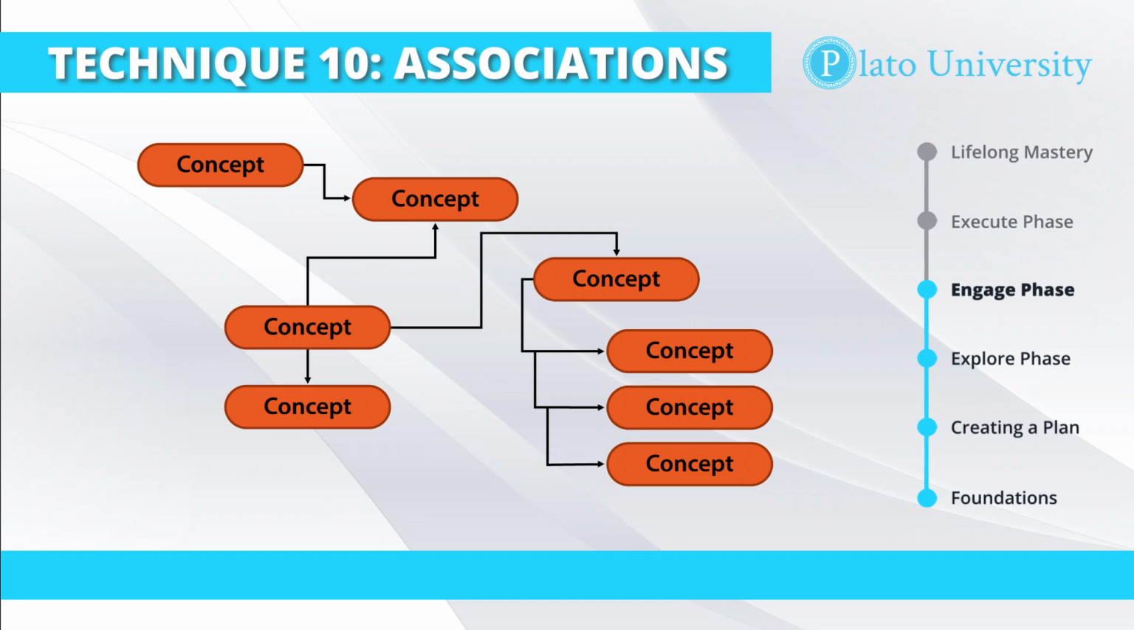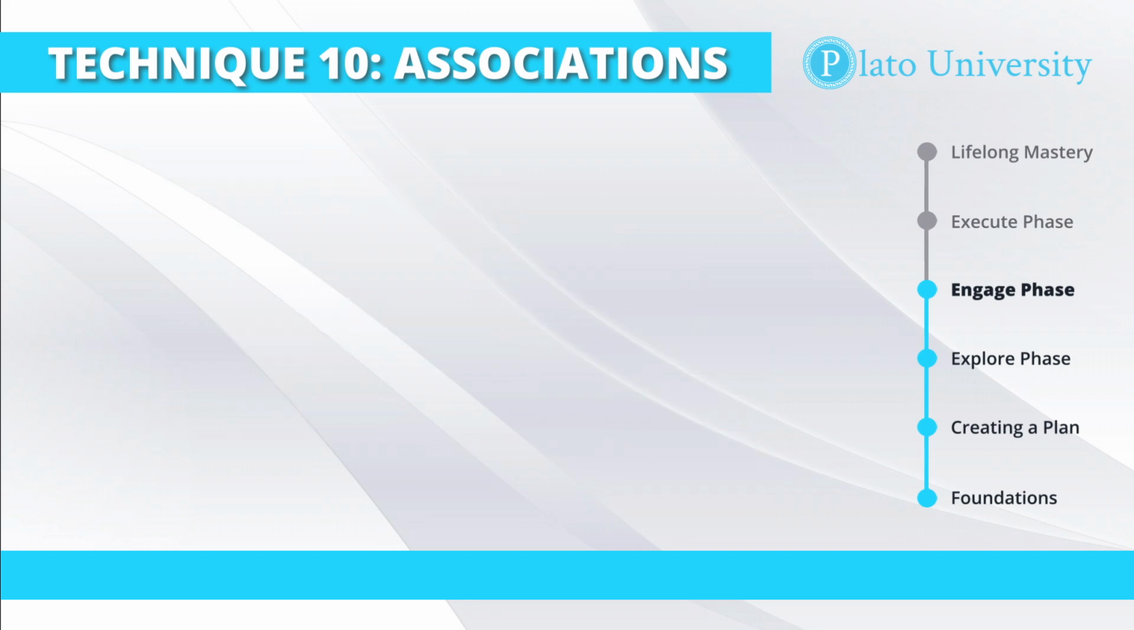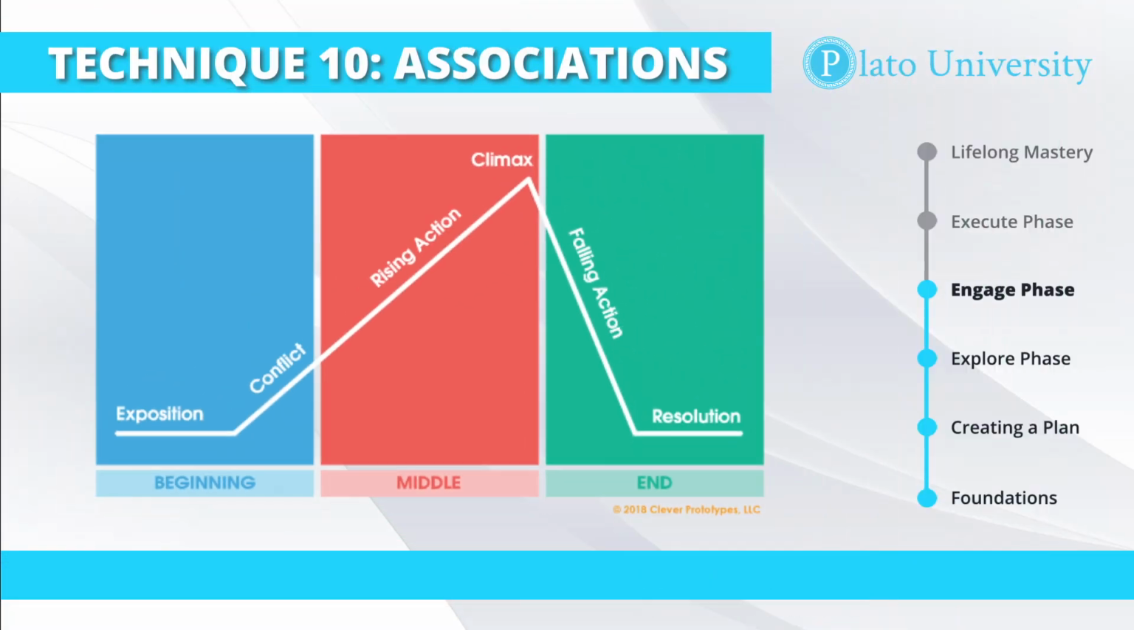Now, associations is really just about asking how concepts relate to one another. By doing this, we create better memory cues for each one of them. If we're able to remember one part of the association, we're often able to remember the other part. All right, let's move on to the next tool, which is using stories, or associative chaining.